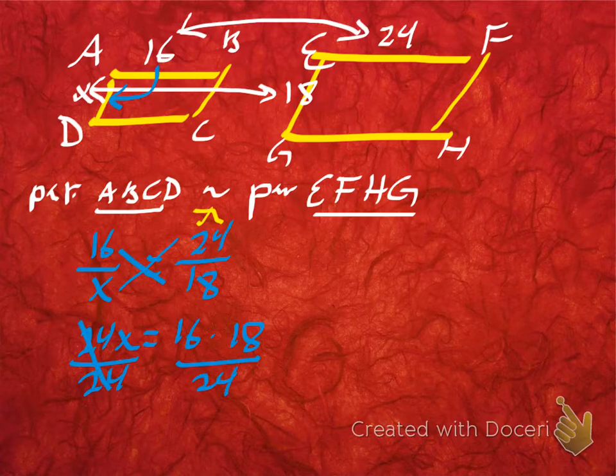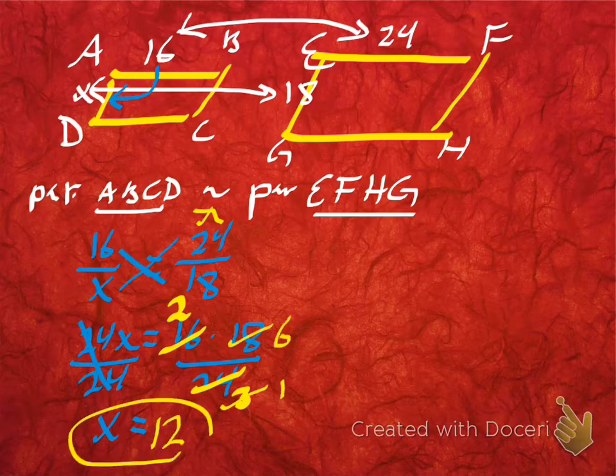Cancel the 24s on the left. Look on the right, see what cancels. The 16 and 24 are both divisible by 8. That leaves us with 2 and 3. And now the 18 and 3 are also both divisible by 3, so go ahead and cancel those. You get 6 and 1. And now you just get your answer, which is 12.